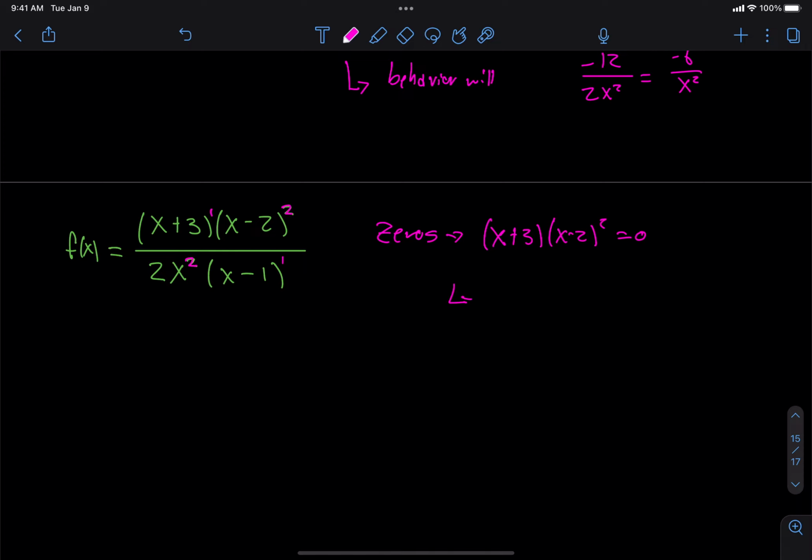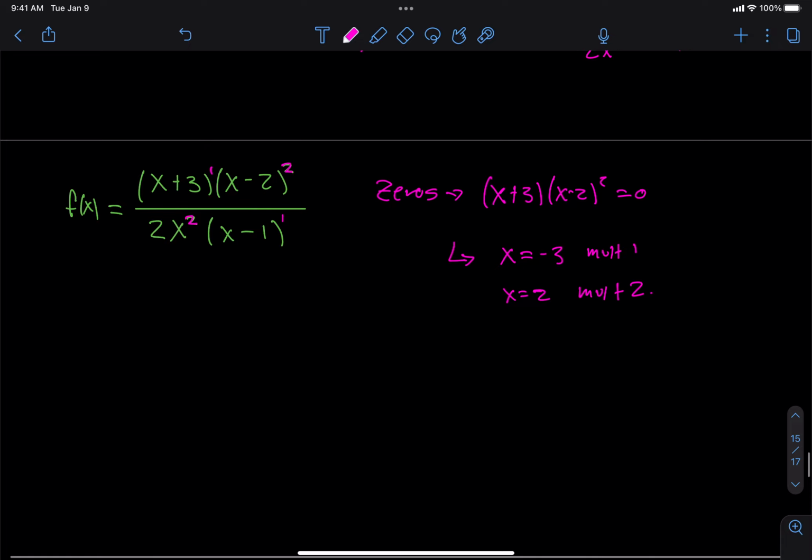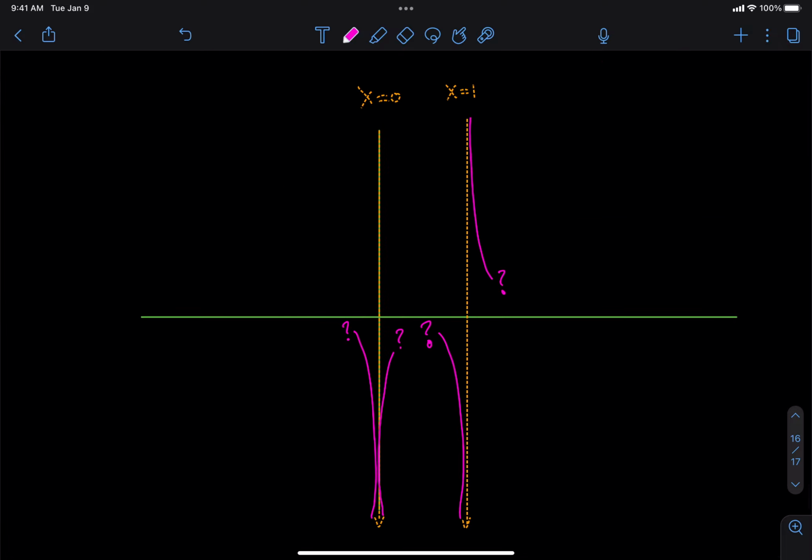So there are two zeros. The first zero is x equals negative 3 with multiplicity 1. And the second zero is x equals 2 with multiplicity 2. Okay, multiplicity 2. So we know that the function is going to touch the x-axis at these two x values, negative 3 and 2. So let me put them on here. So negative 3 is somewhere over here. It's going to pass through the x-axis. Here's x equals negative 3.